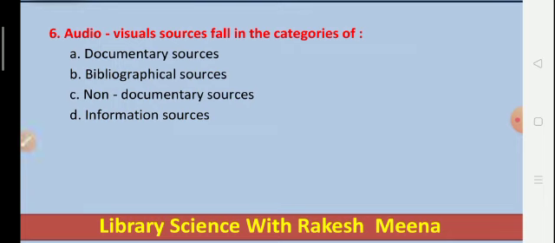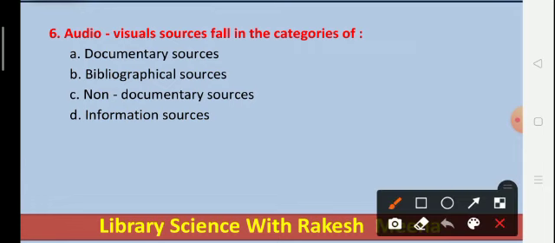Audio visual sources fall in the categories of option A is the documentary sources, option B is the bibliographical sources, option C is the non-documentary sources, and option number D is the information sources. Choose the correct right answer, guys. The correct answer for that question, guys, option number C. Option number C is non-documentary sources. Yes, this is the correct answer for that question. Audio-visual sources are categorized in the form of non-documentary sources.